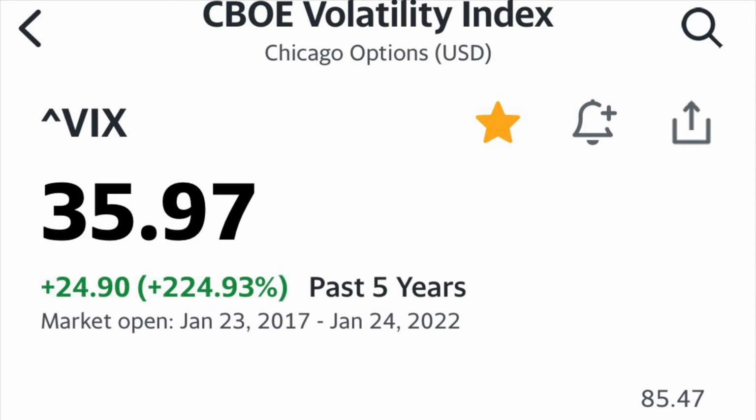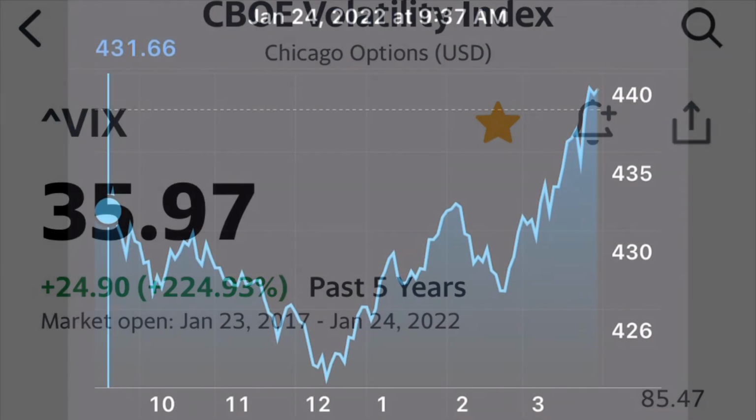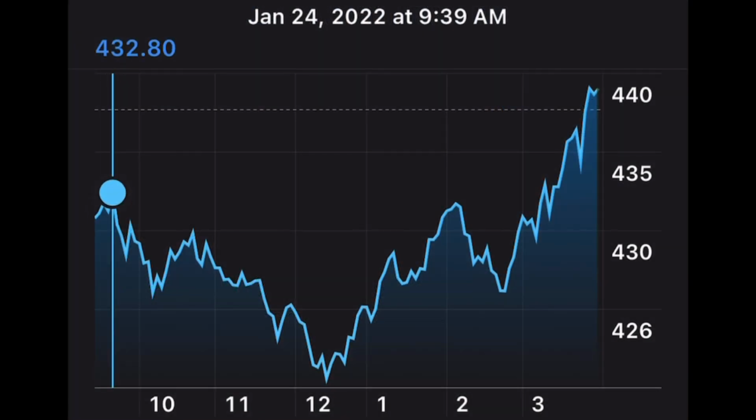This is a VIX plus 224.93%, up 24 points. If you look here, it's not always going to be up or down for long periods. It's short-term volatility. Remember, I said 30 days out, so it always comes back like a rubber band. January 24th, Monday.